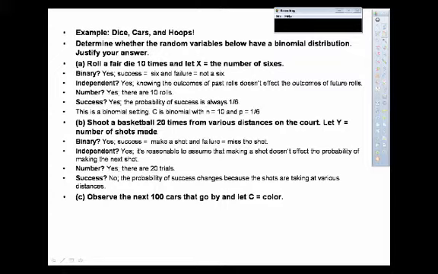Observe the next 100 cars that go by and let C equal color. Okay? Binary? No. So we can quit right there. If it's not binary, then we know it's not a binomial distribution. There are more than two possible colors. Remember, we have to have two choices, success or failure. And also, C is not even a random variable since the outcomes are not numerical.